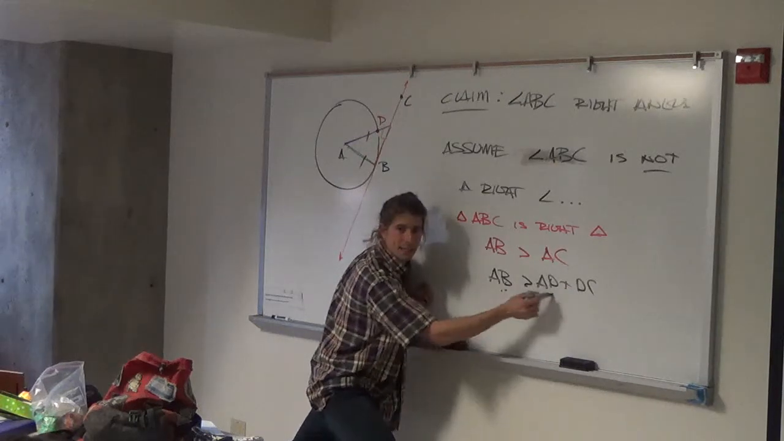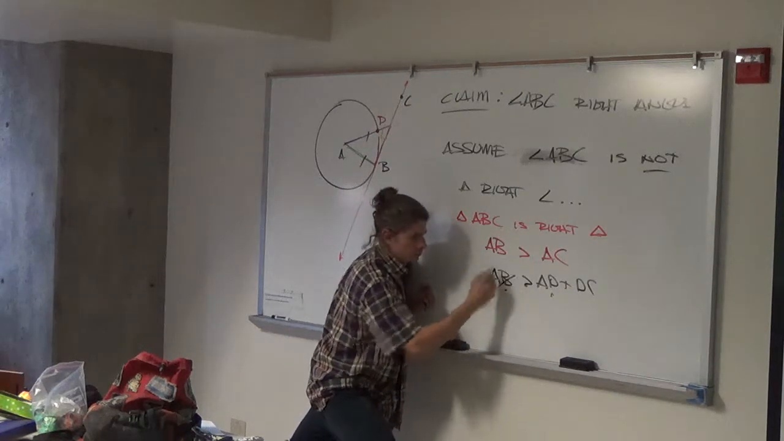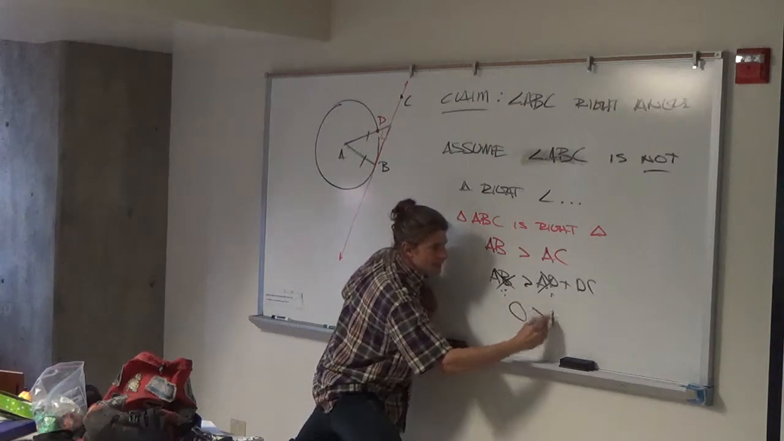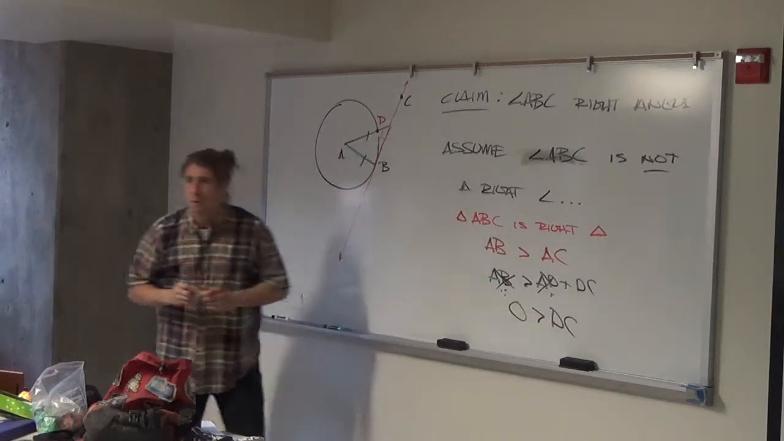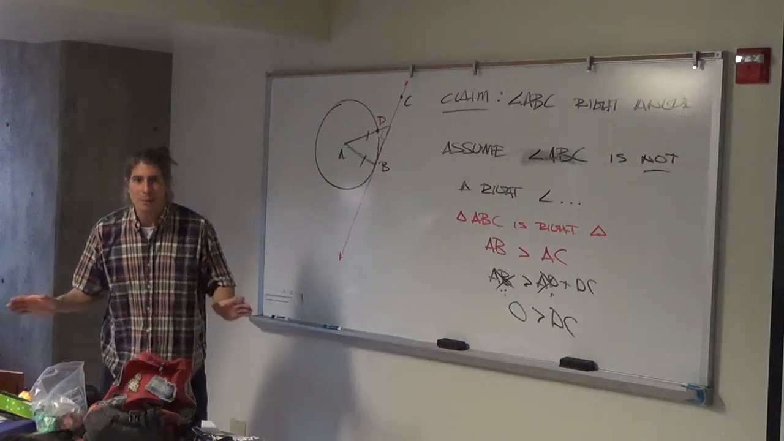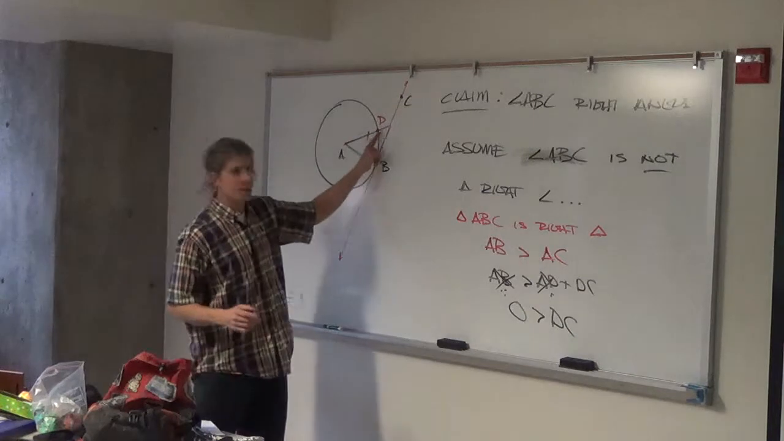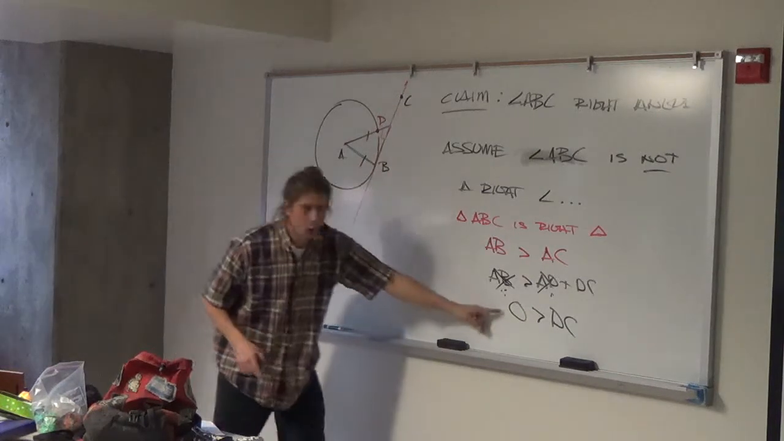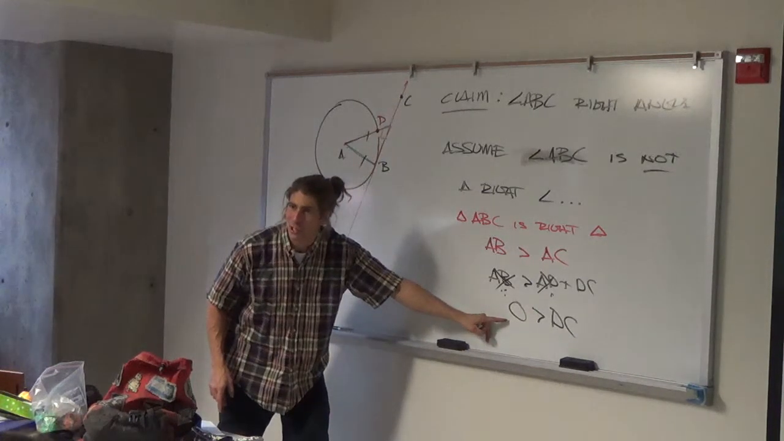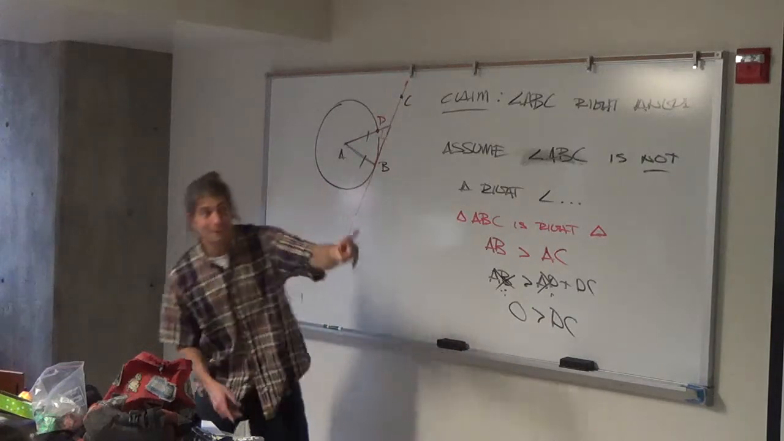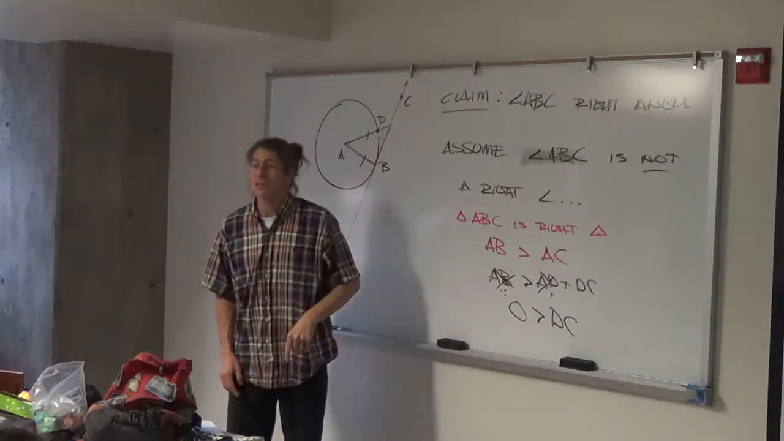But AB and AD are equal, yeah? Which means that DC is less than 0. That can't be the case, can it? Because it has length. So what do we call this right here? That's what we call a contradiction.